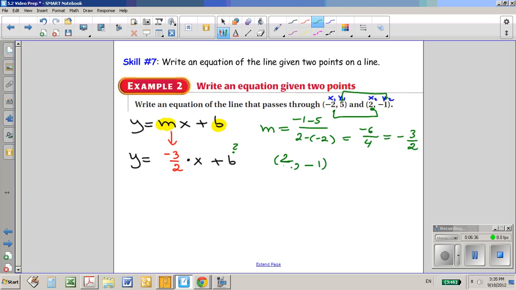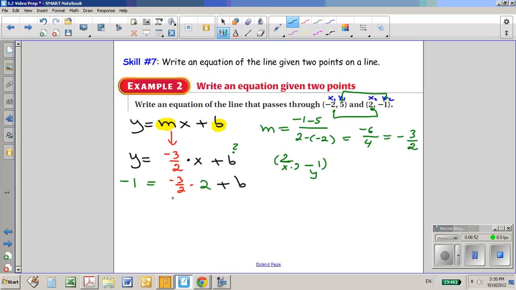So I'm going to use this point. So I'm going to use 2 for x and negative 1 for y. So negative 1 for y here. My slope's going to stay the same. And my x will be 2. And then I still have plus b.